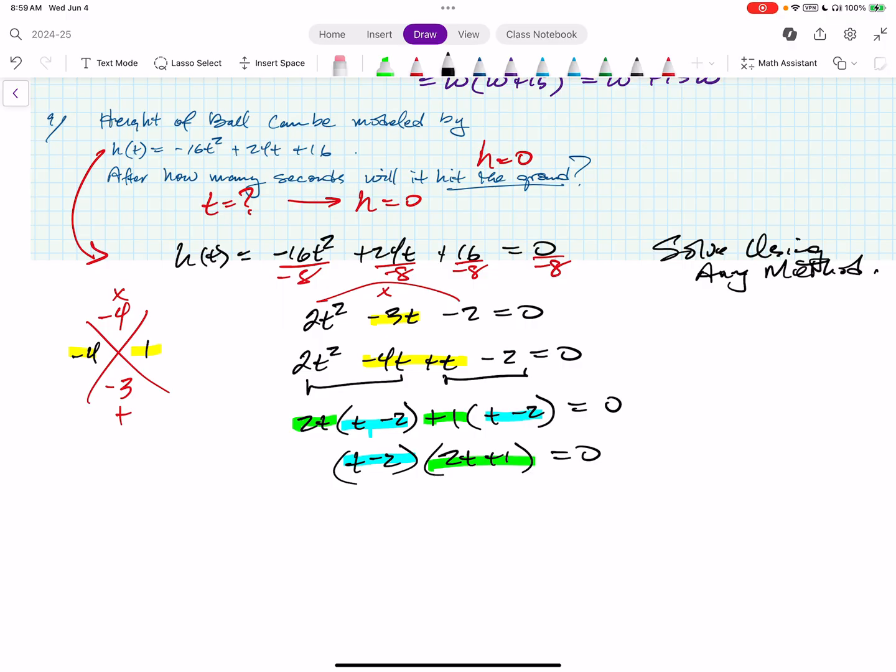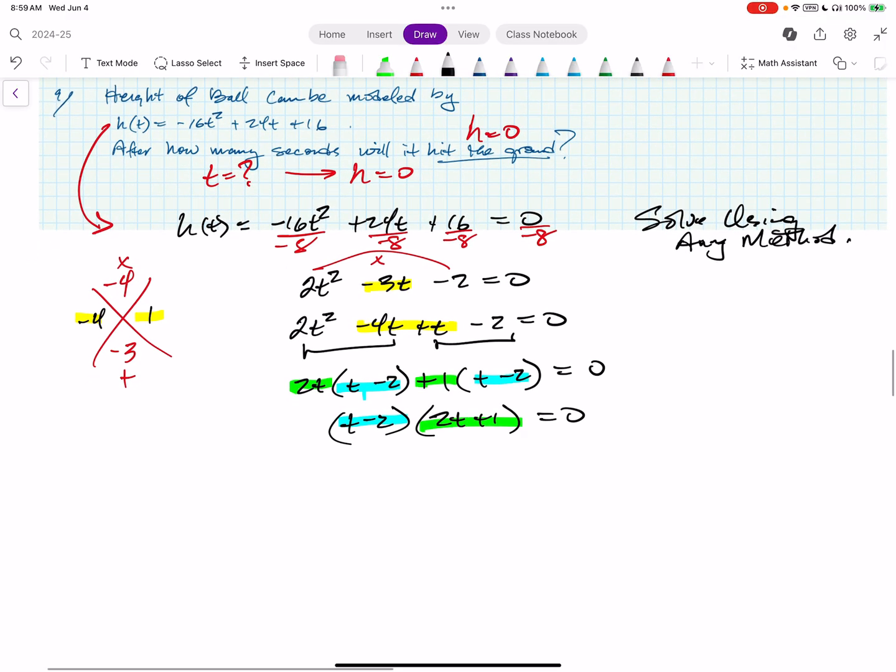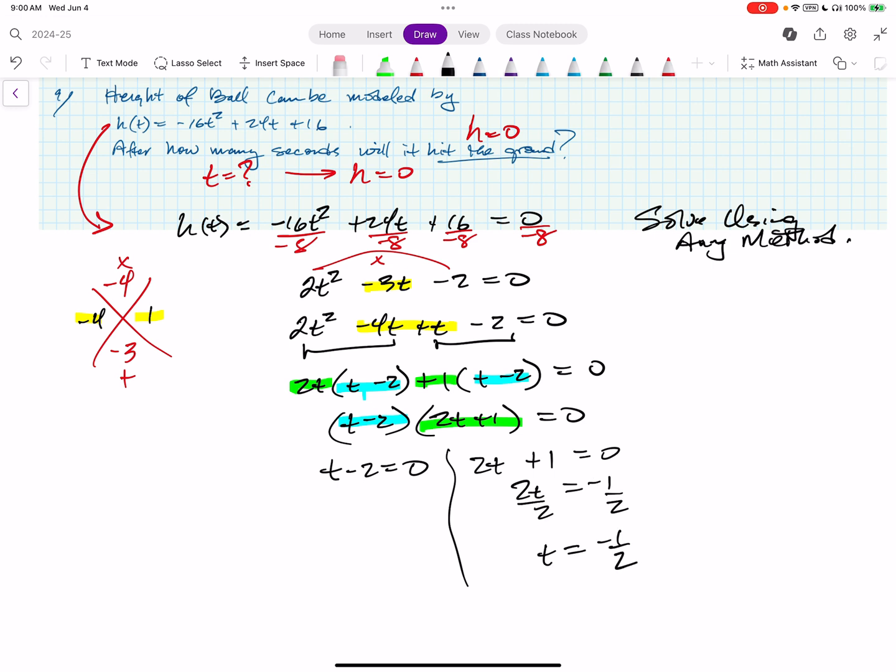And if you don't want to factor like this, you guys, you could use the quadratic formula if you want. You could use any method you like. Since the lead coefficient is 2, I wouldn't suggest completing the square because it's more difficult. But I would use either the factoring method like I'm showing now, or the quadratic formula. So now you have a zero product, so either t minus 2 equals 0, or 2t plus 1 is equal to 0, which gives you 2t equals -1, and then after you divide by 2, you get t equals -1/2.